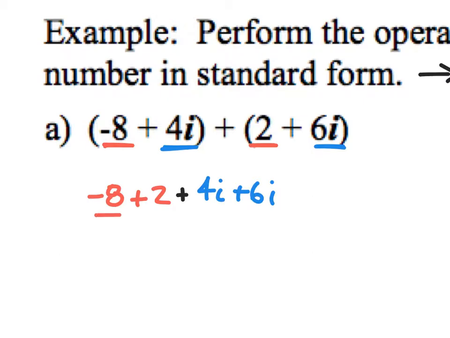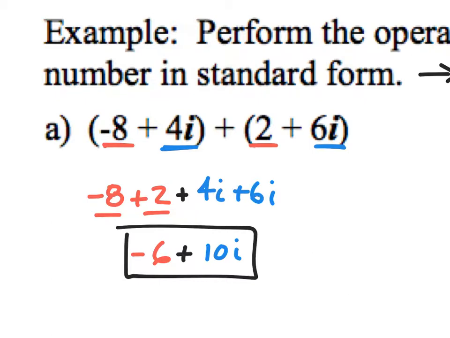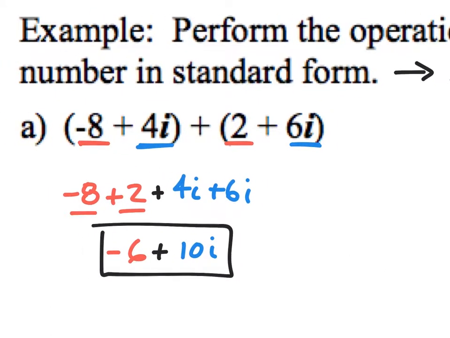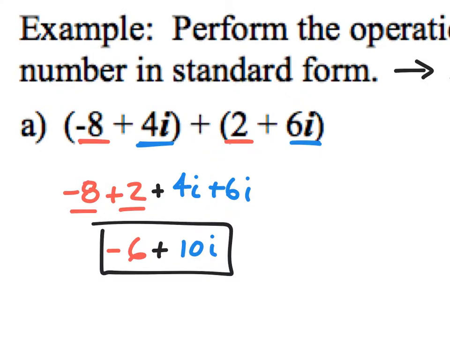If I take negative 8 plus 2, it's going to give me negative 6. And then if I take 4i plus 6i, that's going to give me a total of 10i. And that's my answer. That's all we're doing. So pretty easy. Just got to make sure we understand what i means, because a lot of times it's rather confusing.